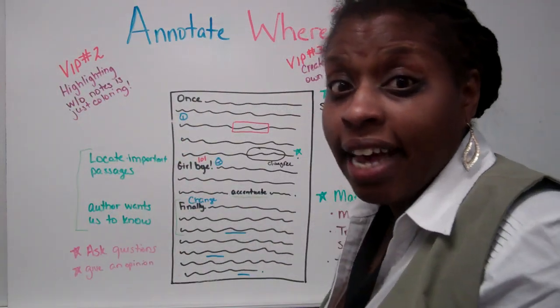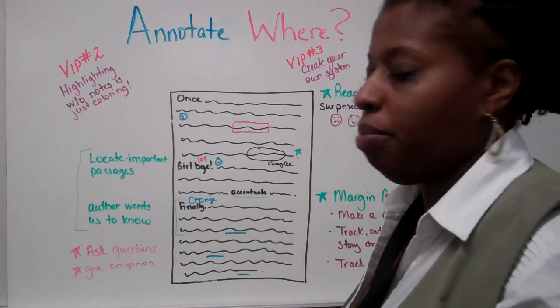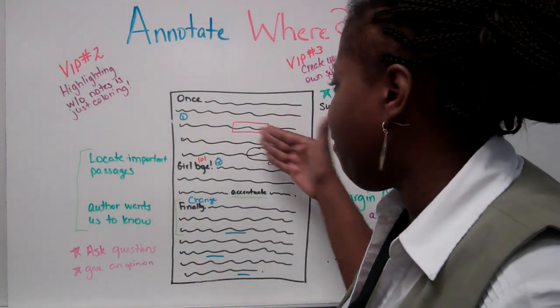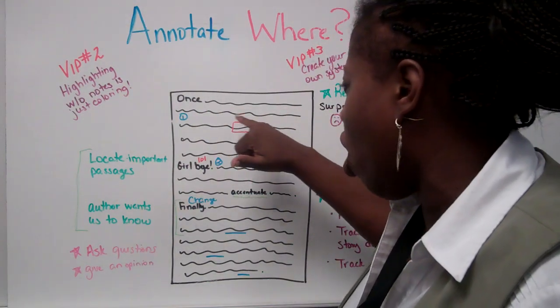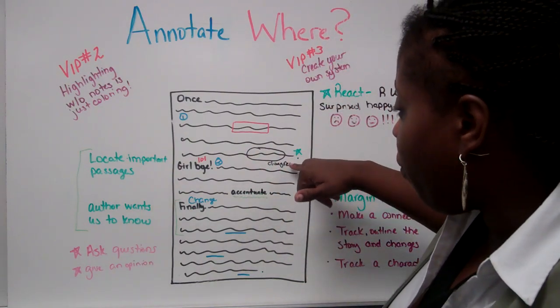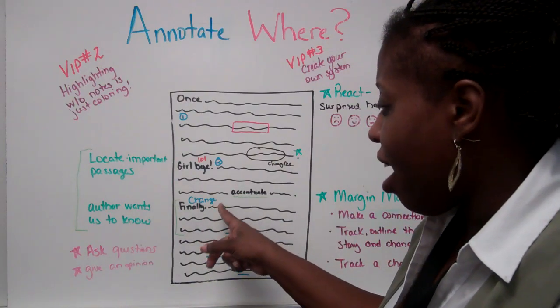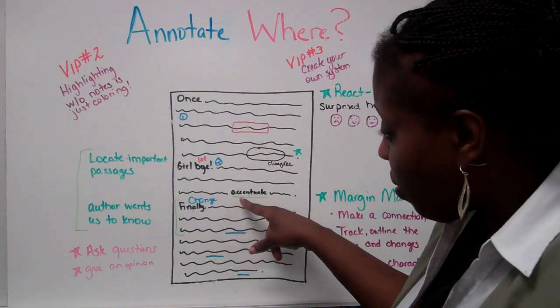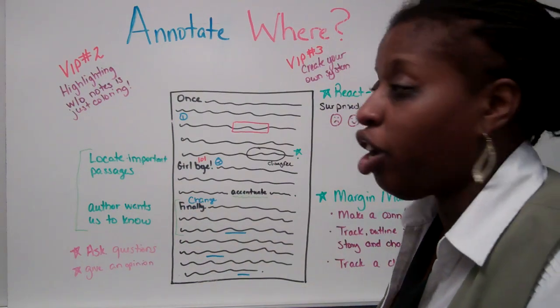So, annotate where? Right here, as you can see, we have a diagram of a text. And as you can see, we have different annotations. Looks like we have numbers. We have things that have a box around them. Things that are circled with a star, with the comment disagree. Look, we have an LOL. Then we have the word change. Looks like we have a vocabulary word. Then we have something bracketed and other things underlined.